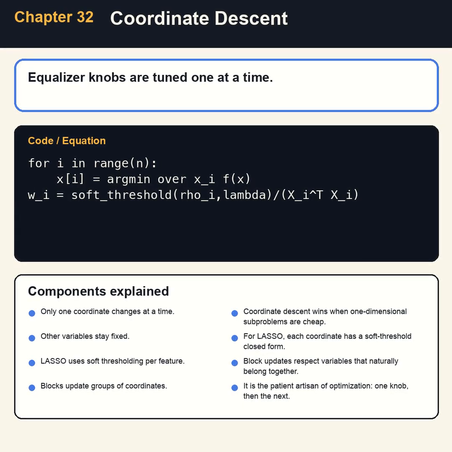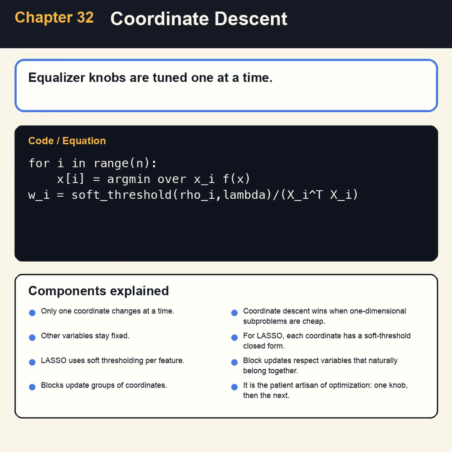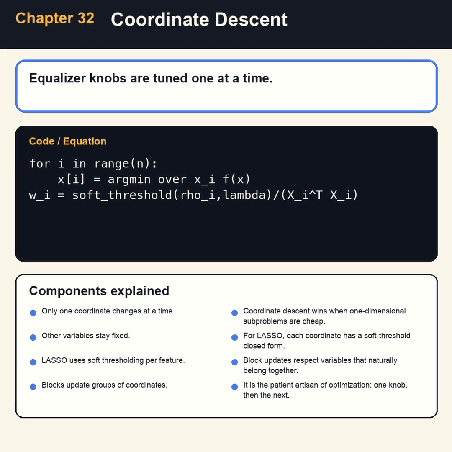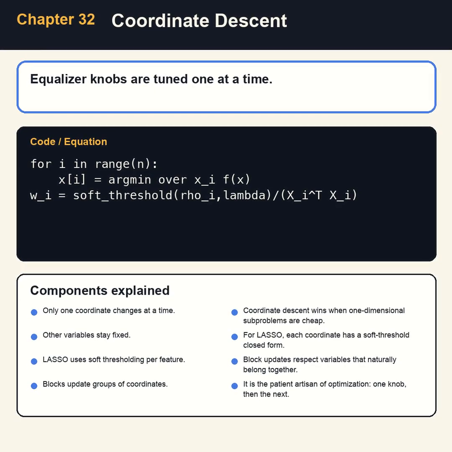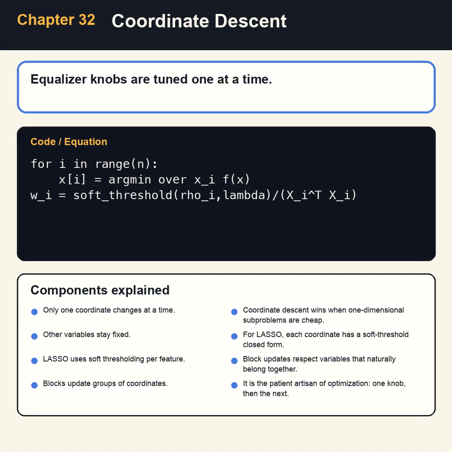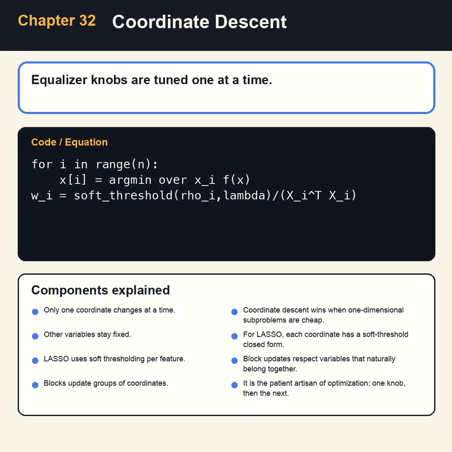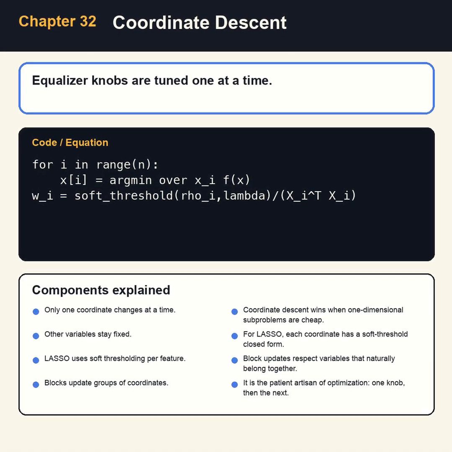Coordinate descent came from the oldest practical instinct. When the full problem is hard, fix everything else and solve one piece exactly. It is not flashy, but for sparse regression, matrix factorization, and separable structures, it can be devastatingly effective.